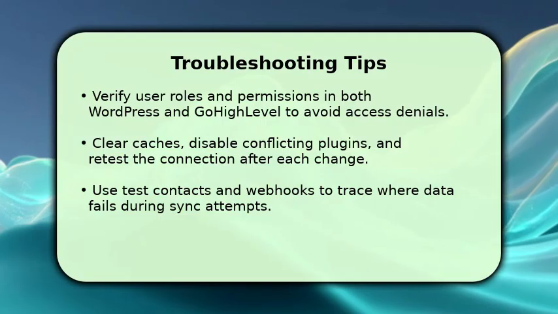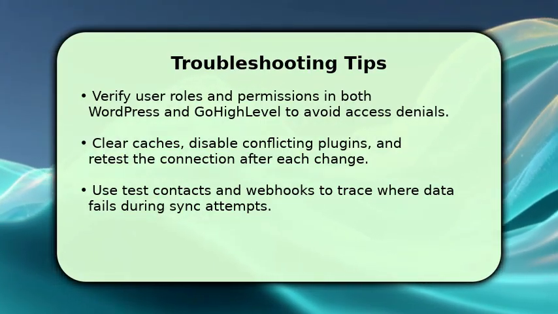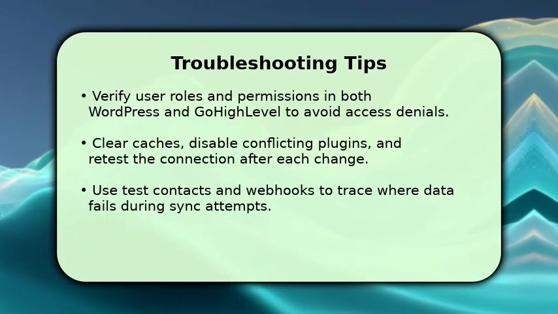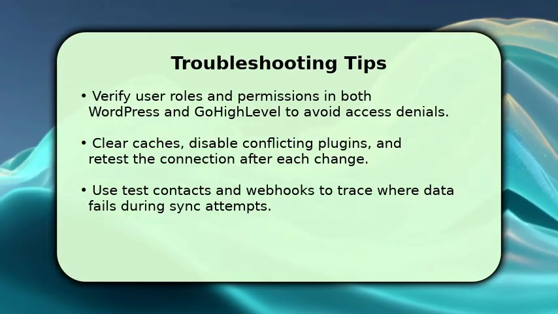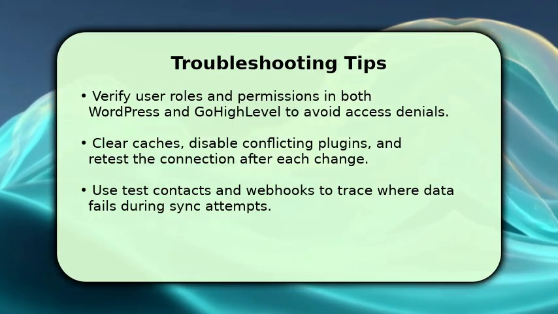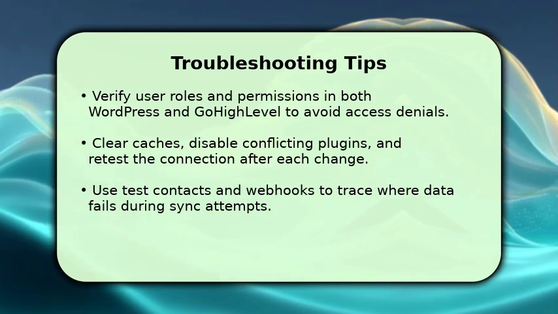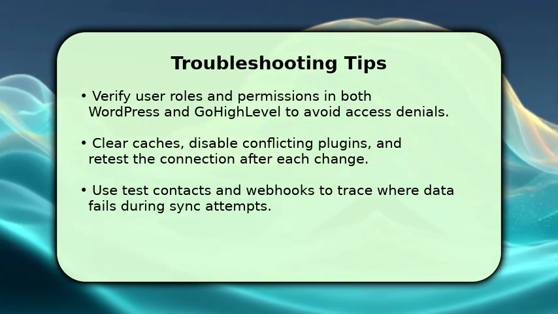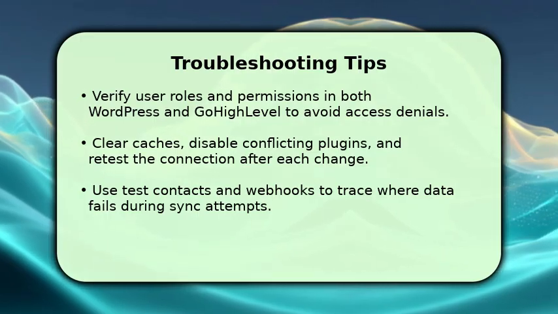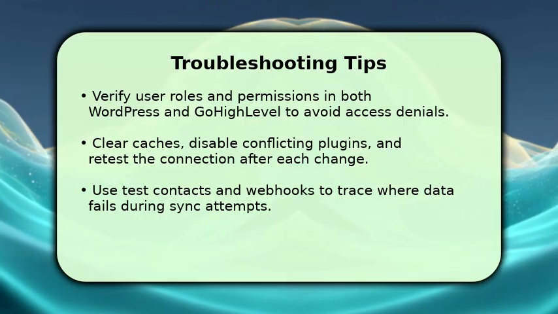If the connection fails, stay relaxed and methodical while troubleshooting common causes. First, confirm the API key has the correct permissions and that both accounts use admin access. Clear WordPress cache and disable other plugins one at a time to spot conflicts. Use a test contact and enable webhook logging to trace failures. Recreate the API key if needed and rerun the test until the contact appears in GoHighLevel.